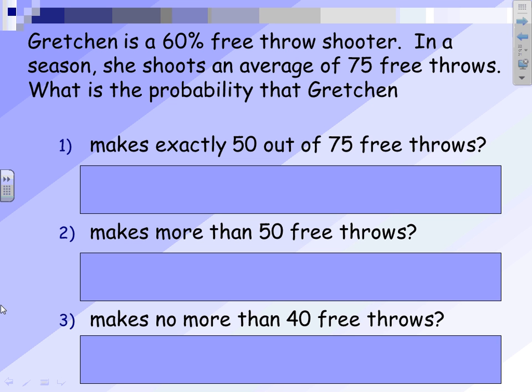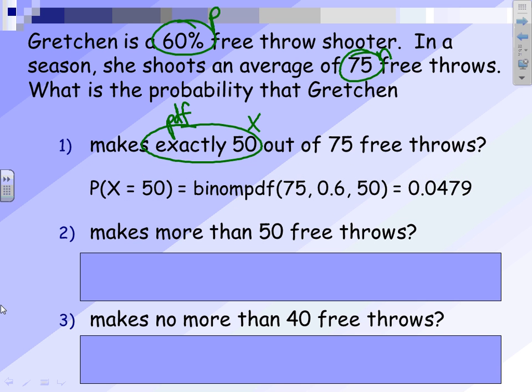At the beginning of the chapter, we talked about Gretchen, who's a 60% free throw shooter. In a season, she shoots an average of 75 free throws. That is our N. What's the probability that the following things happen? Making exactly 50. There's our X. Since it says exactly, we're doing a PDF here. So binomial PDF, our N is 75, our P is 0.6, and our X is 50. And we end up getting exactly 50 less than 5% of the time.